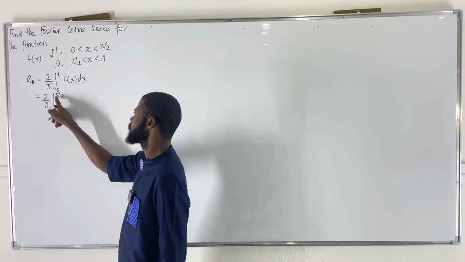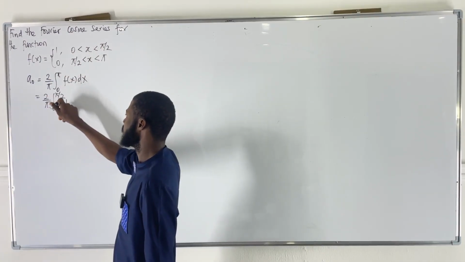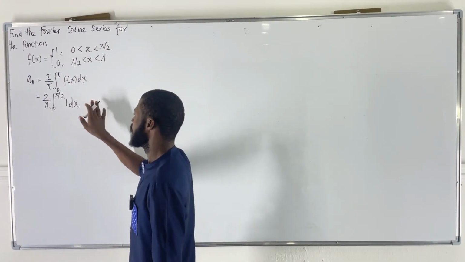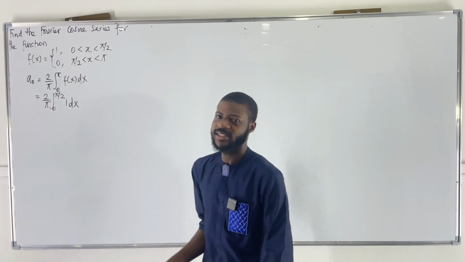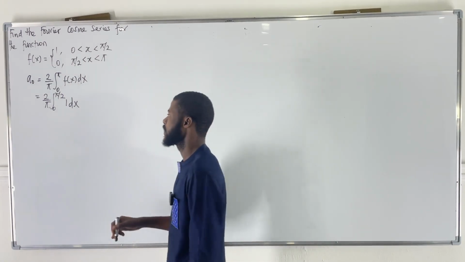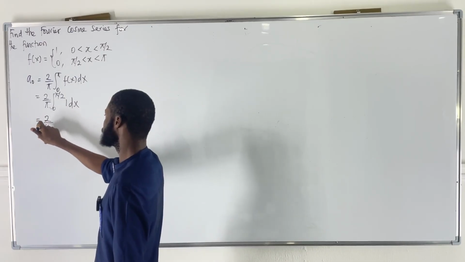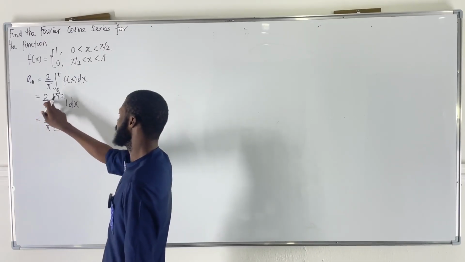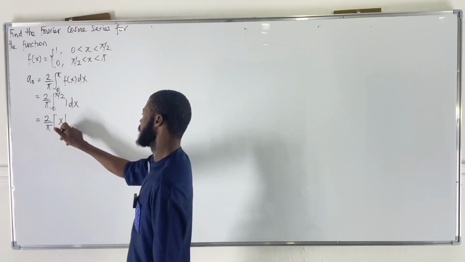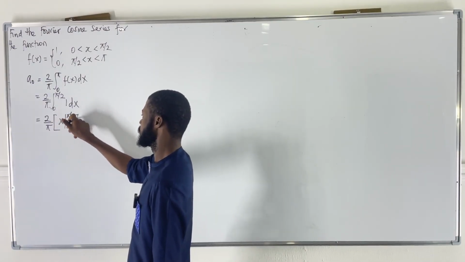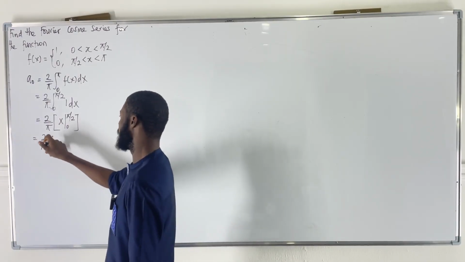So instead, I'm just going to do 0 to pi over 2 because f of x here was 1, and then dx. Otherwise, I'll be having 0 dx, and 0 dx is just 0. So let's just leave that one out. So this will be 2 over pi. Now, if you integrate 1, you will get x because it's a constant. So you get x from 0 to pi over 2.